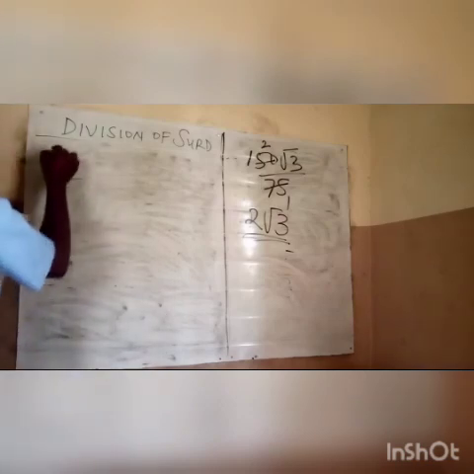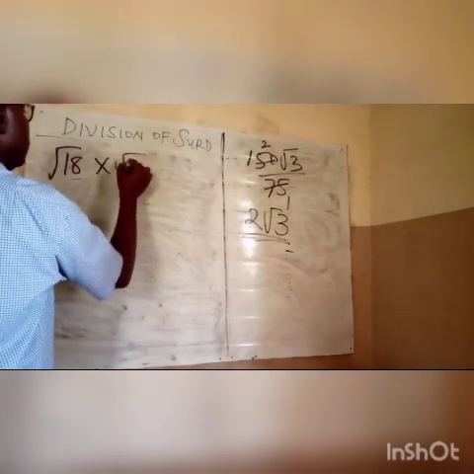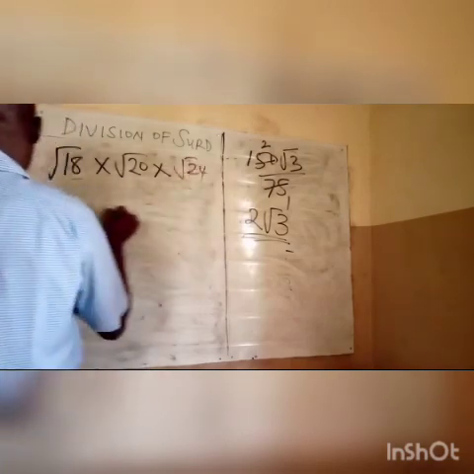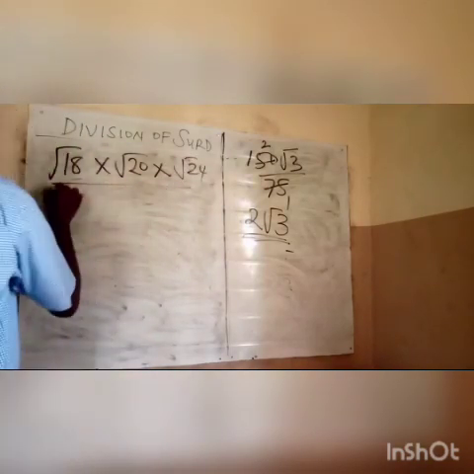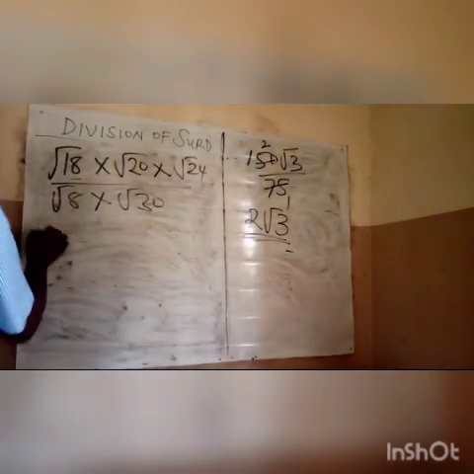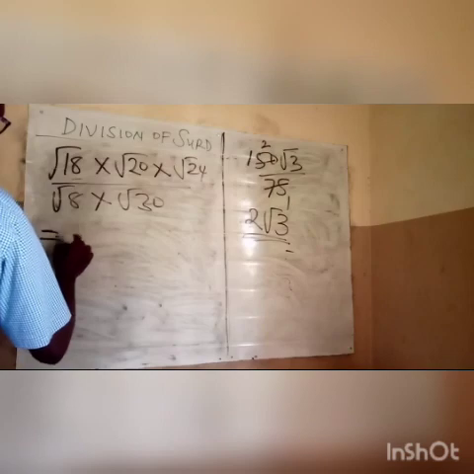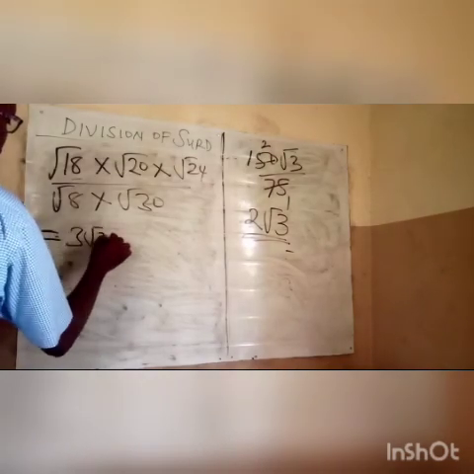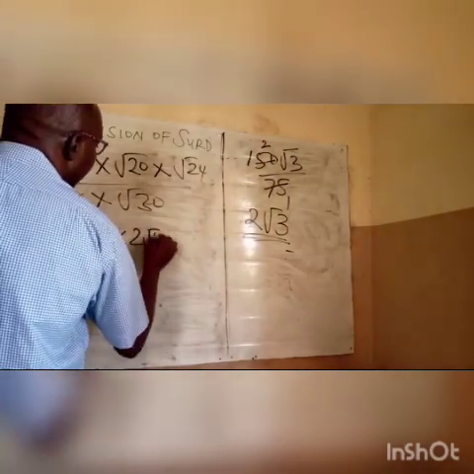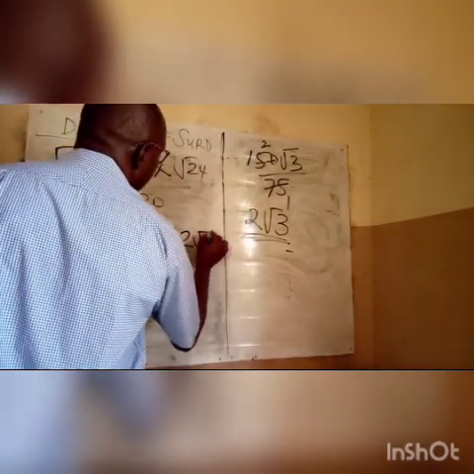We have something like this: root 18 times root 20 times root 24 over root 8 times root 30. So you simplify first. 18 is the same thing as 9 and 2, which is 3 root 2, times 20 is 4 and 5, which is 2 root 5. 24 is 4 and 6, which is 2 root 6.